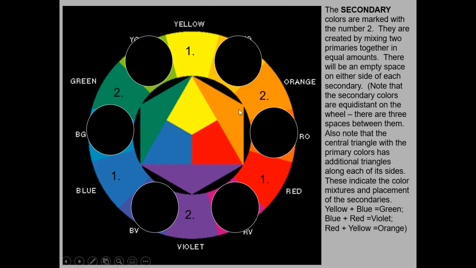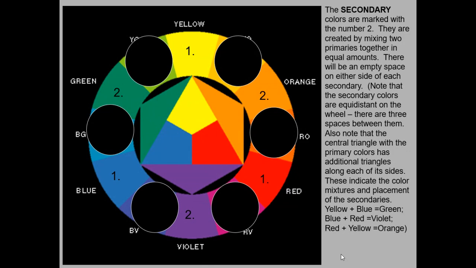So yellow and red make orange. Red and blue give us violet, and yellow and blue make green. So we now have 6 colors that we haven't labeled yet. Those are going to be your tertiary or intermediary colors.